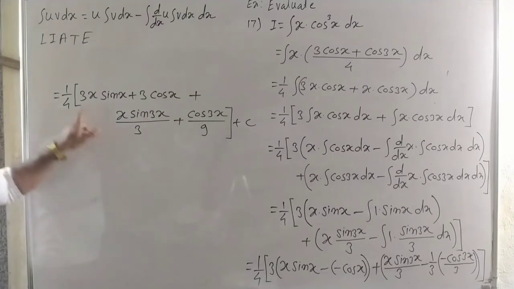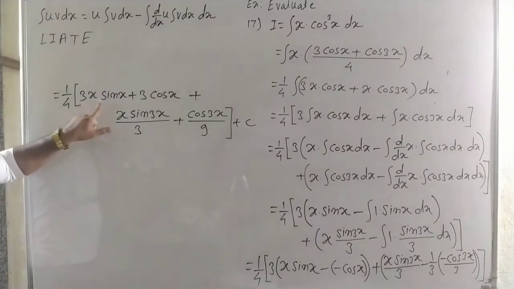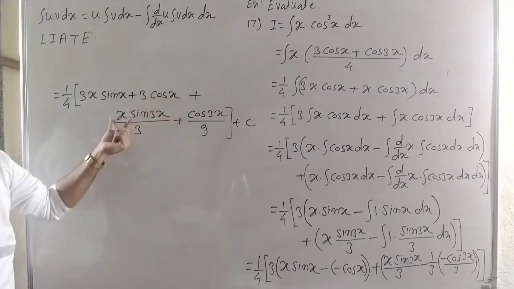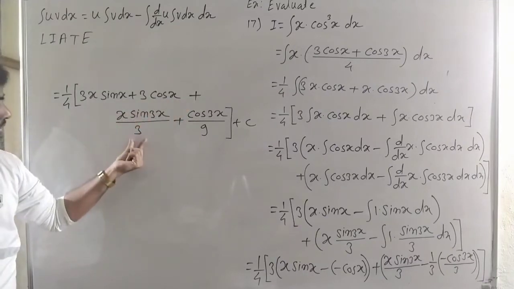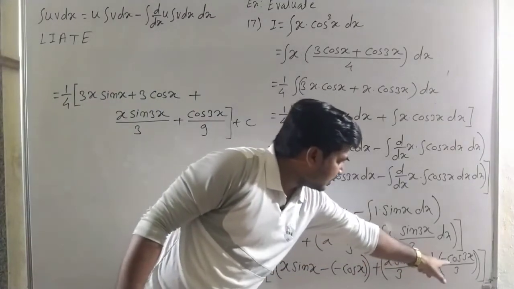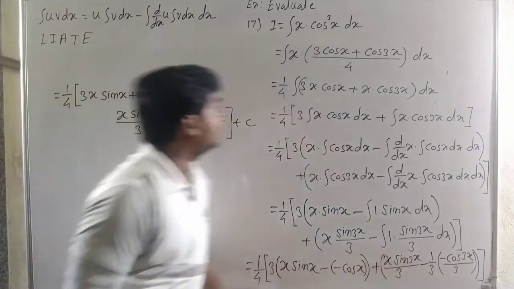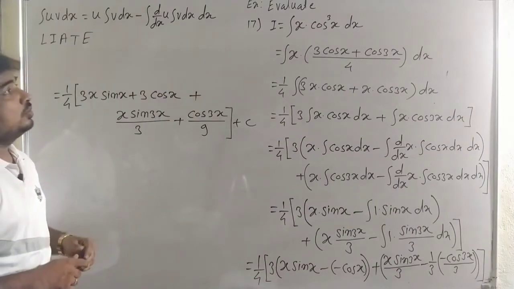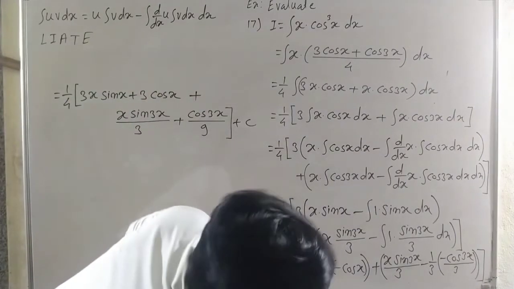See carefully. 1 by 4, 3 into x sin x plus 3 cos x, plus x into sin 3x upon 3 plus cos 3x upon 9. Here it is a plus cos 3x and it is upon 9. See carefully this. Here it is the integral of x into cos cube x.